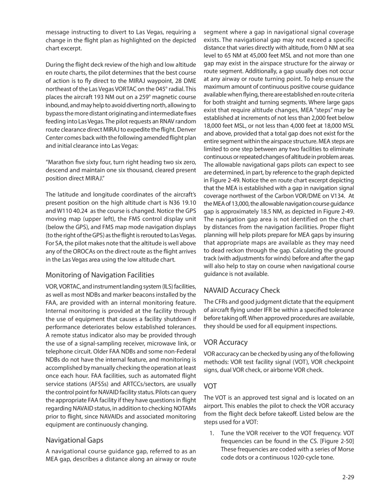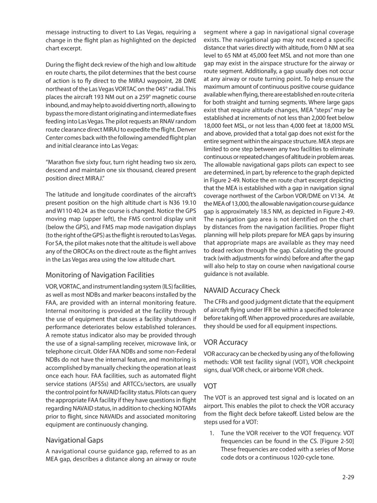During the flight deck review of the high and low altitude en route charts, the pilot determines that the best course of action is to fly direct to the Mirage waypoint, 28 DME northeast of the Las Vegas VORTAC on the 045 degrees radial. This places the aircraft 193 nautical miles out on a 259 degrees magnetic course inbound, and may help to avoid diverting north, allowing to bypass the more distant originating and intermediate fixes feeding into Las Vegas. The pilot requests a random route clearance direct Mirage to expedite the flight.